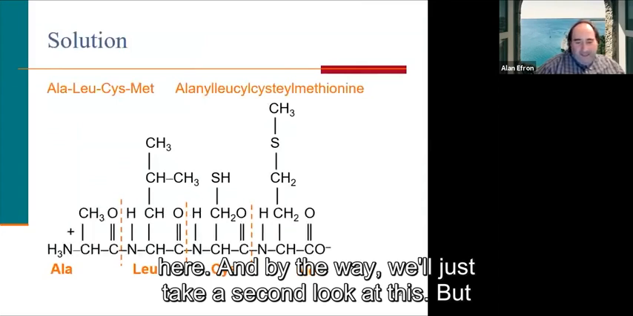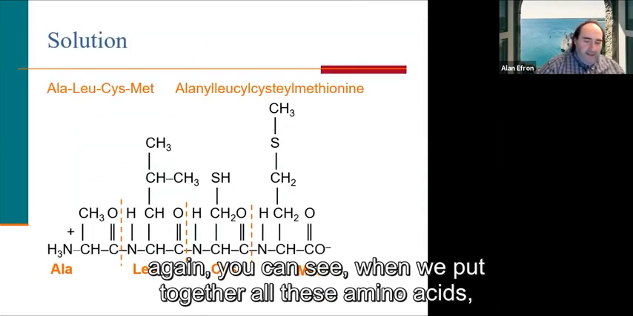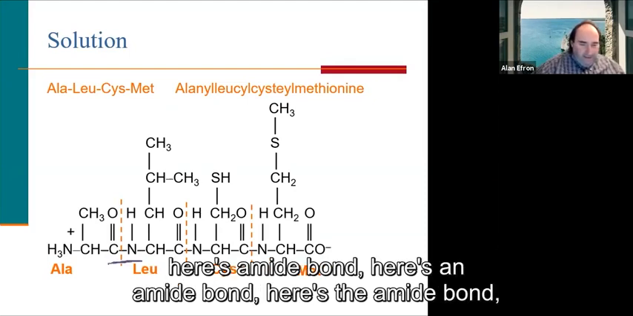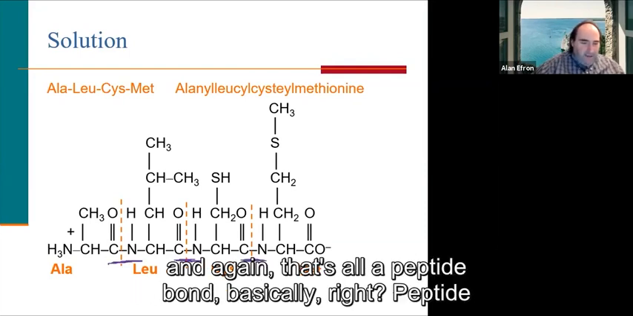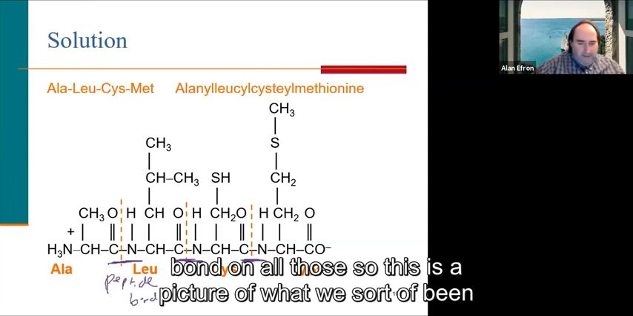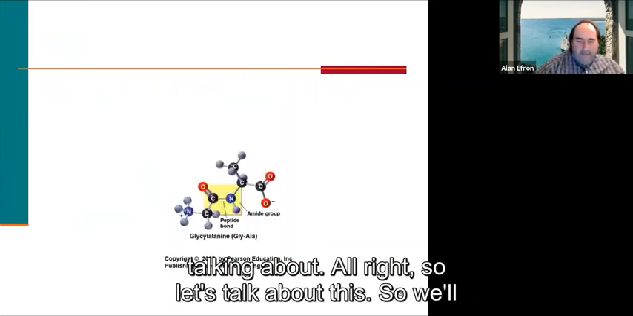And by the way, we'll just take a second look at this. But again, you can see when we put together all these amino acids, here's an amide bond, here's an amide bond, here's the amide bond. And again, that's all a peptide bond, basically, right? Peptide bond on all those. So it's just a picture of what we've been talking about.